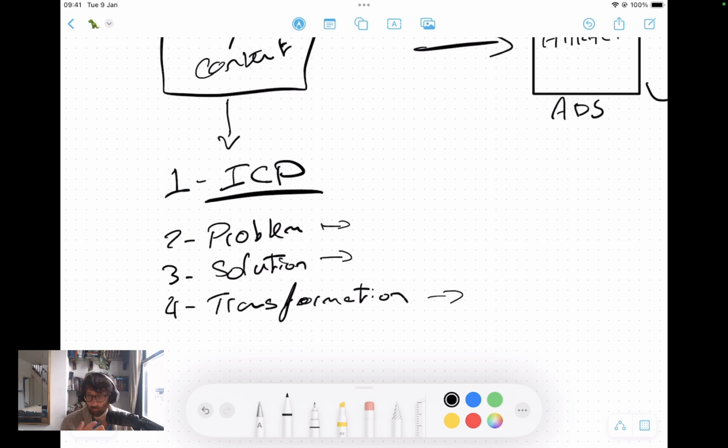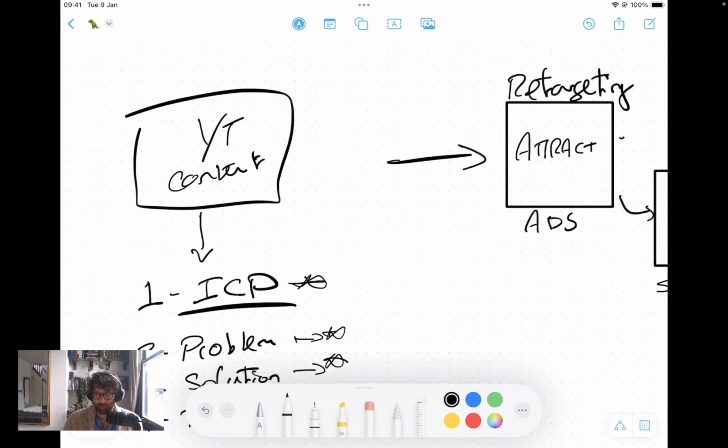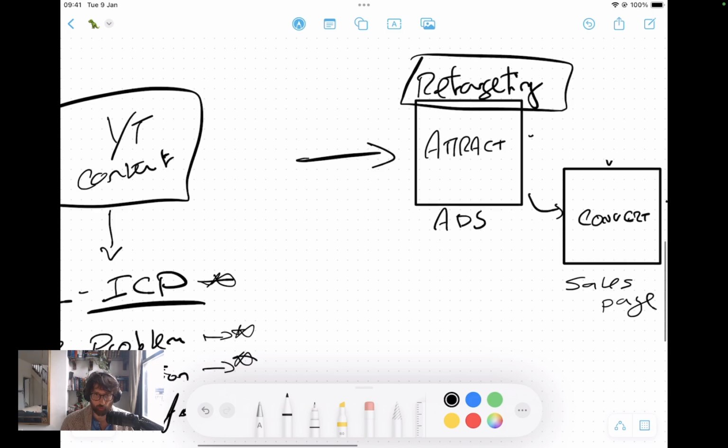The algorithm will start showing it to those people who are within your ICP, have that problem, want that solution, want that transformation. And what that does is that then populates the ad platform, as long as you've set up your tracking beforehand, with an audience of people who are your ICP, have that problem, want that solution, desire that transformation. Then what you can do is you can start running retargeting ads to the sales page.